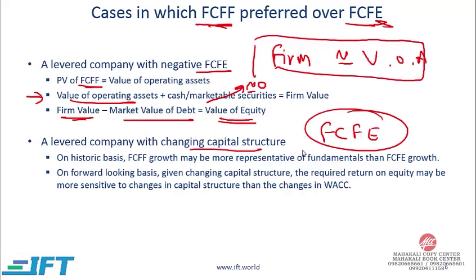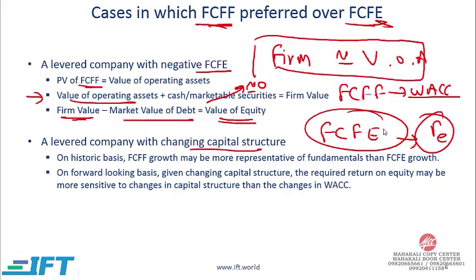Also, as you will see later, when you value a firm using these two methods, if you are using free cash flow to firm, then you discount using the weighted average cost of capital. And when you value using FCFE, you discount using the cost of equity. If the capital structure has been changing a lot, then the cost of equity is likely to be more volatile than the weighted average cost of capital. So the key takeaway here is that if the capital structure has been changing a lot, then it makes more sense to use free cash flow to firm as your measure of cash flow.